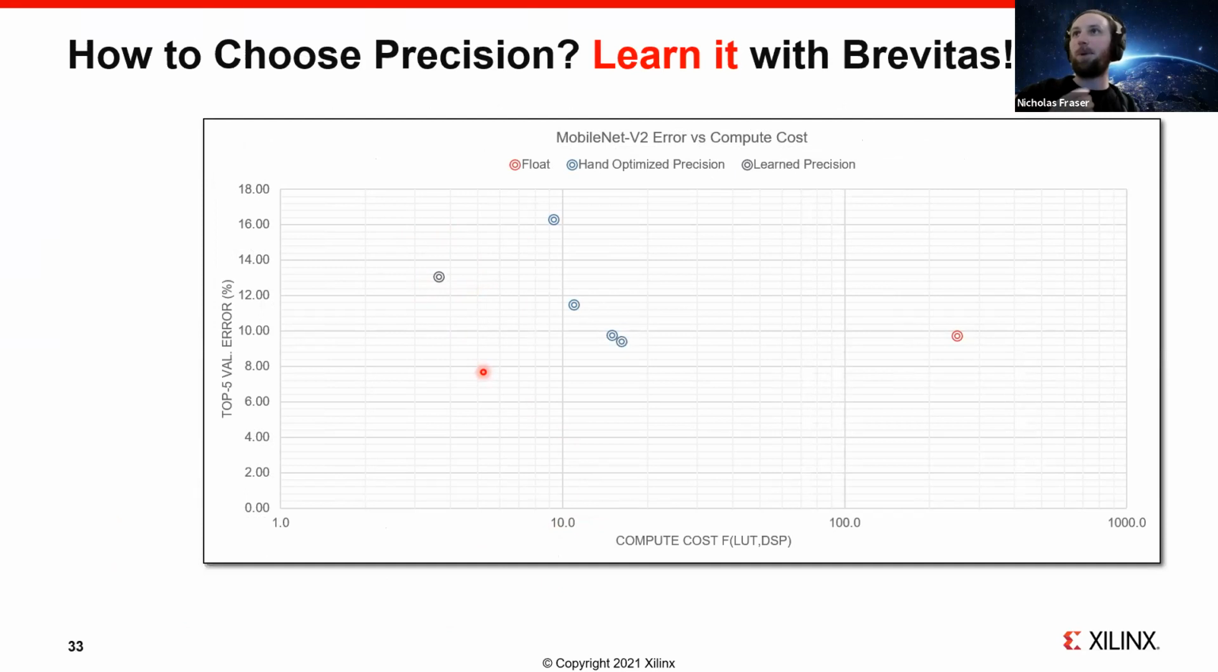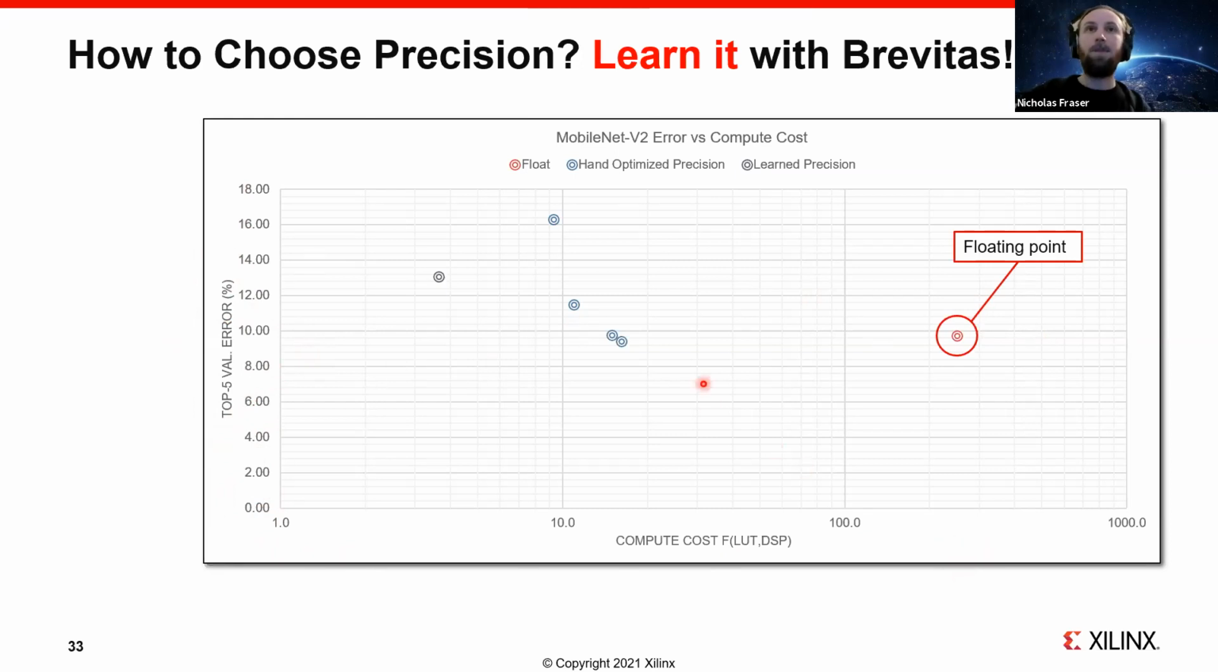So here's an example that my colleague Alessandro has done on MobileNet V2, which I don't know if you're familiar with, but this is a very notoriously difficult network to quantize. So the floating point model is on the right, and its accuracy, let me correct myself, this is now measuring error. So this is error rate on the y-axis. And so lower is better here. And this is the same sort of graph that we showed before with compute cost on the x-axis. So again, lower is better.